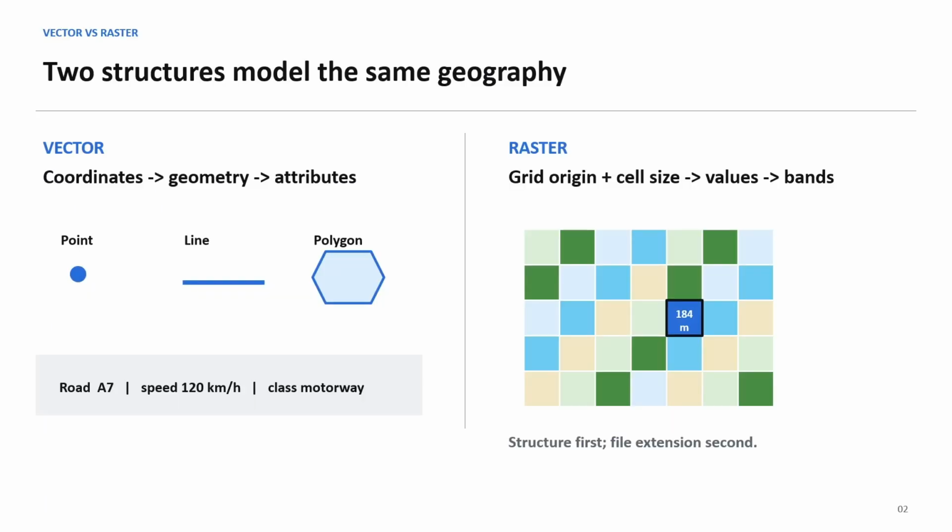In vector data, coordinates form geometries, and each geometry can link to a descriptive record. A road may be a line with a name and speed limit. A parcel may be a polygon with an owner and area. In raster data, location is defined by the grid, and every cell stores a value, such as elevation, reflectance, or land cover class.